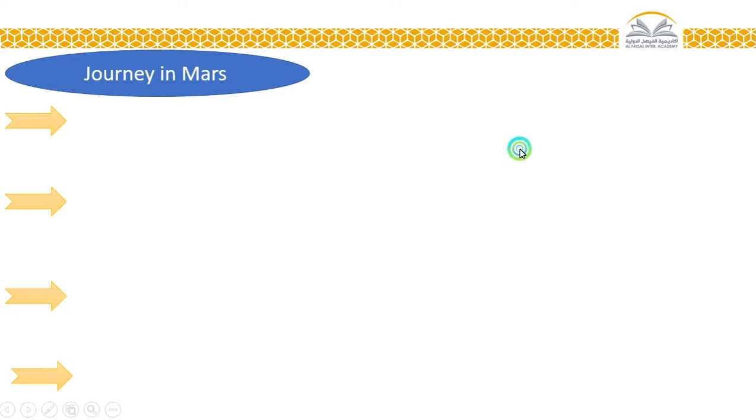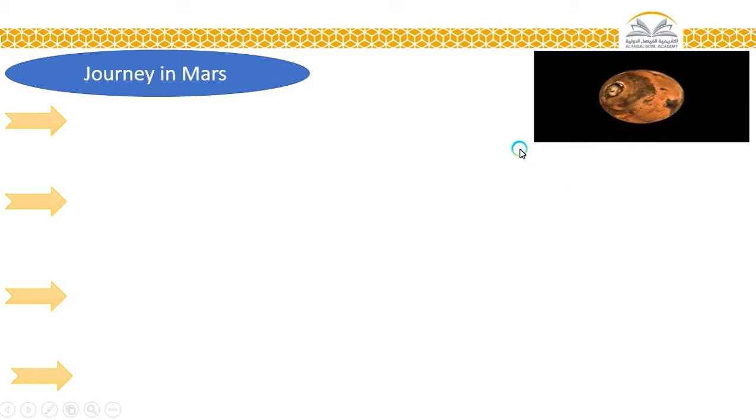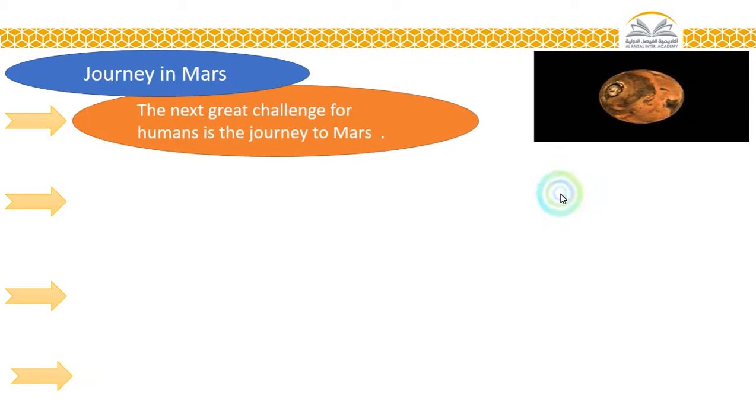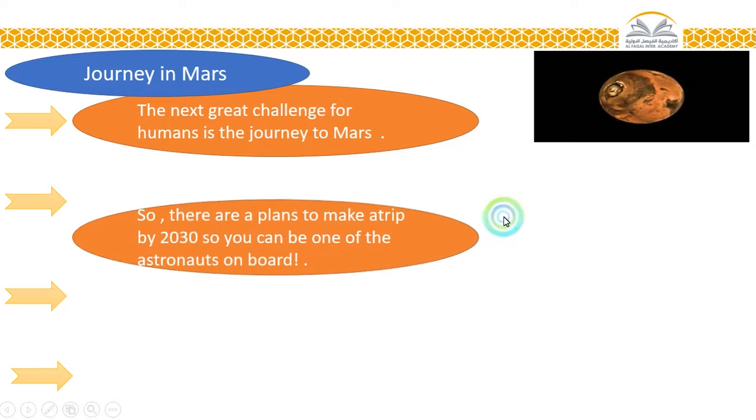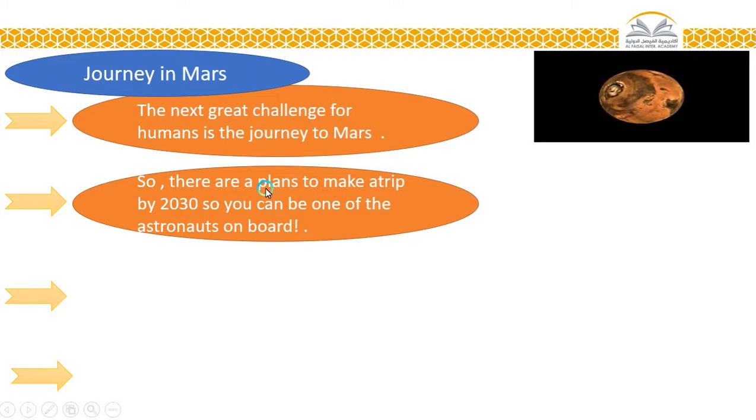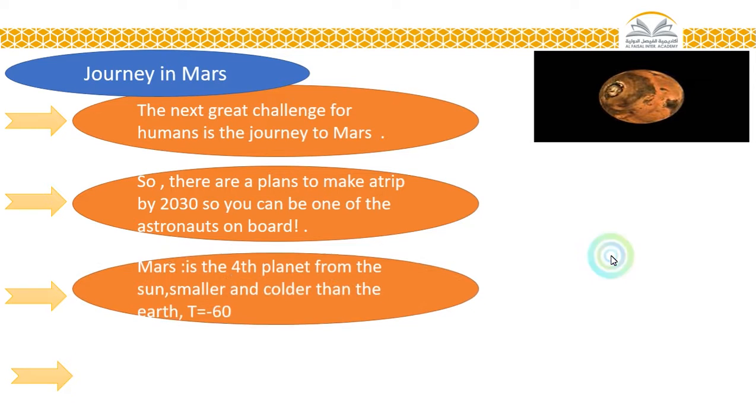A journey to Mars has different characteristics that you need to follow. The next great challenge for the human journey is Mars, which has still not been done. There is a plan to make a trip by 2030, so you can be one of the astronauts on board. Yes, why not? You can be one of the astronauts who travel there in 2030.